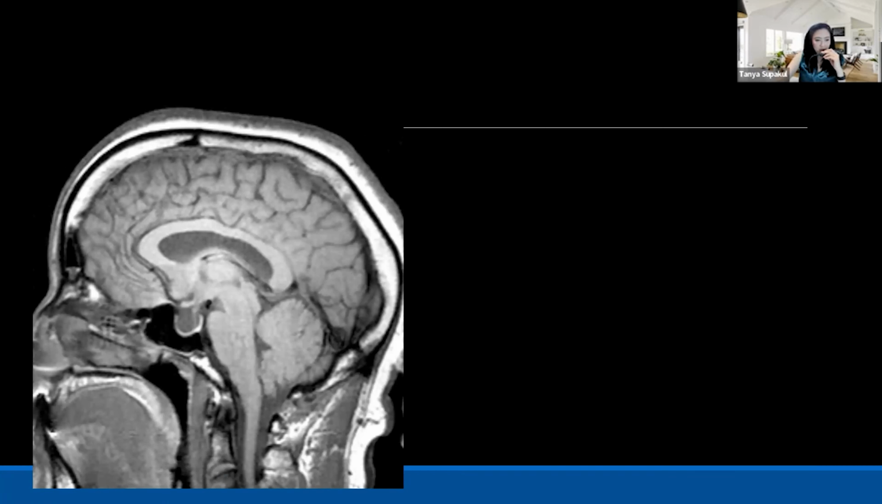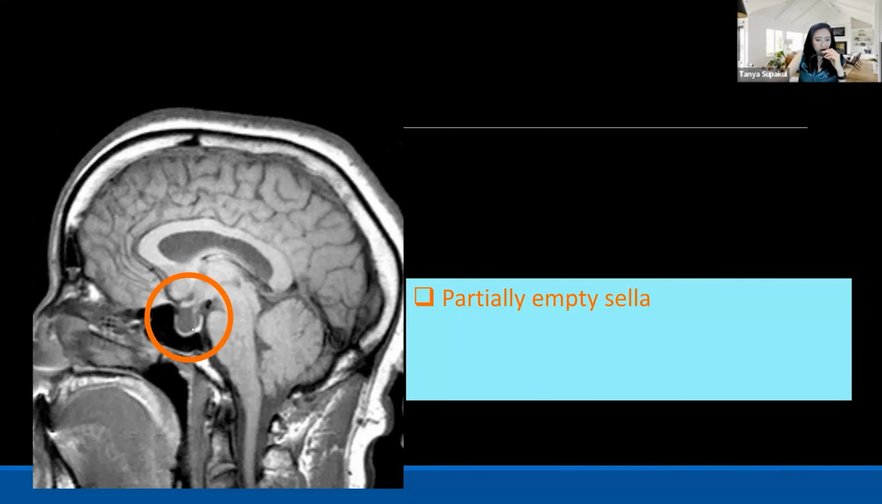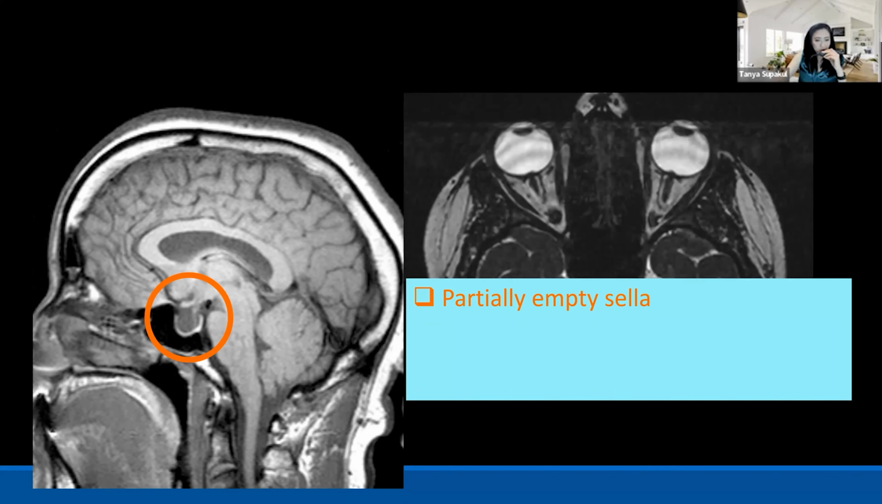This is another patient who comes with headache. On this one, the first thing you can see here at the foramen magnum, it looks normal, but when you check the sella, there is CSF filling the sella area, which we call partially empty sella, which should not happen in the teenage group, right?